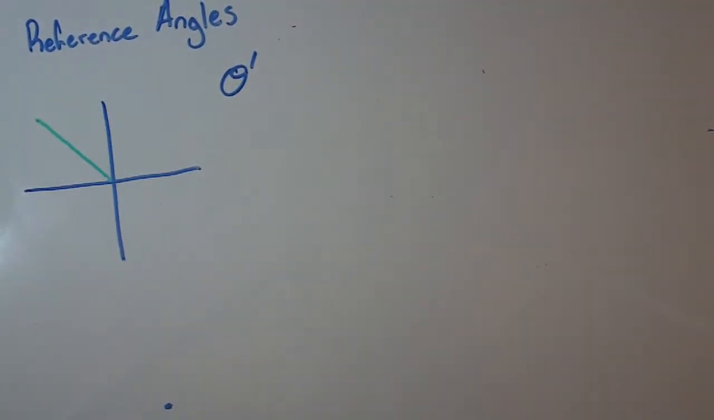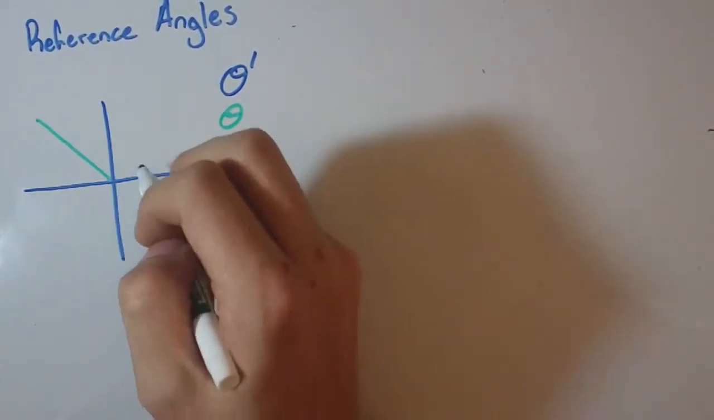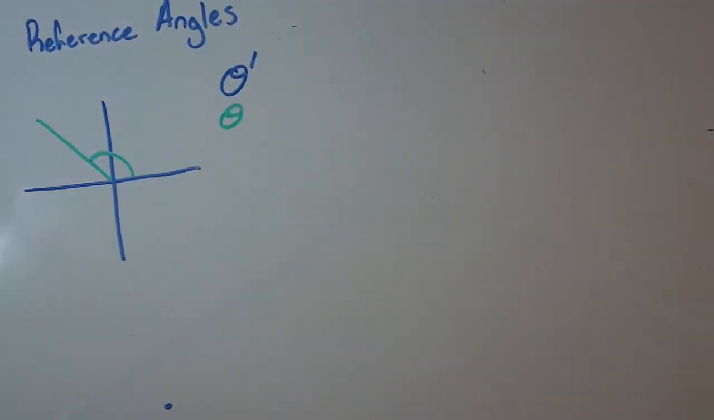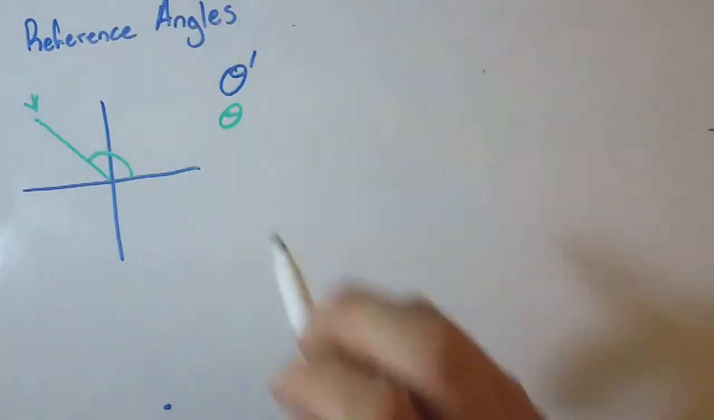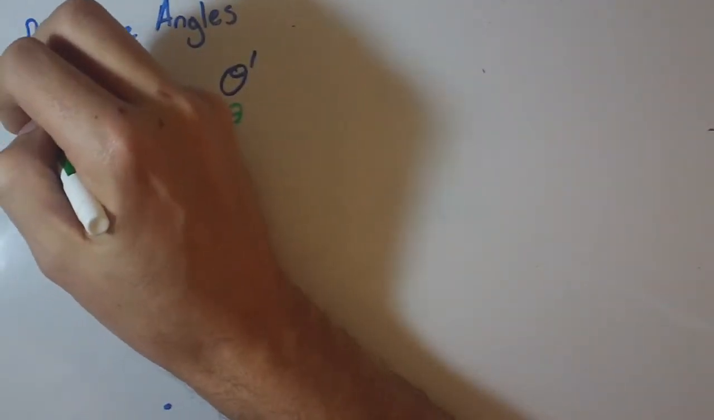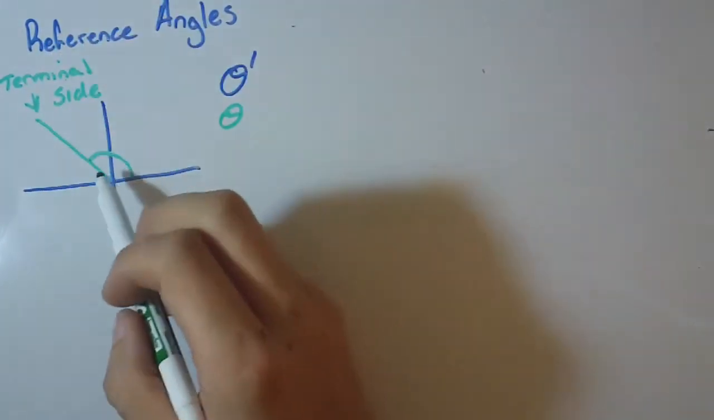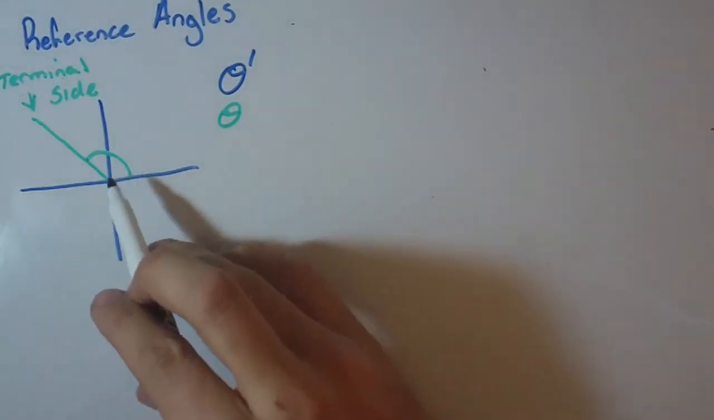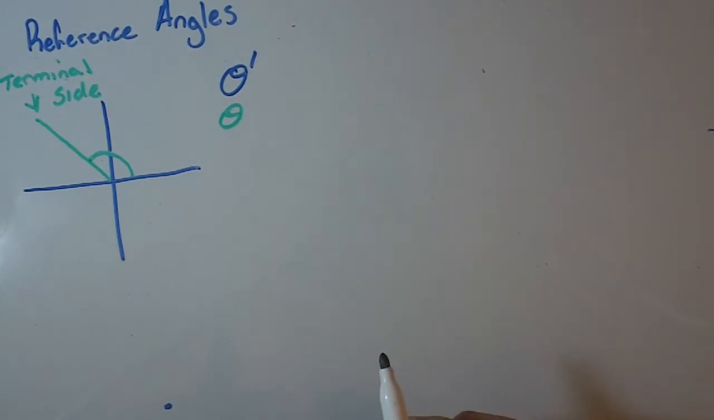The angle theta, in standard position, is from this side of the x-axis all the way to the line of the angle. This side here is the terminal side. So this line is the terminal side of the angle. Notice how this angle is obtuse. It's not acute, it's obtuse, meaning it's greater than 90 degrees.